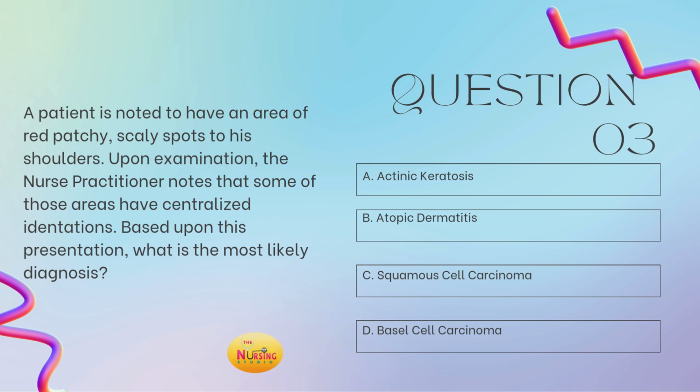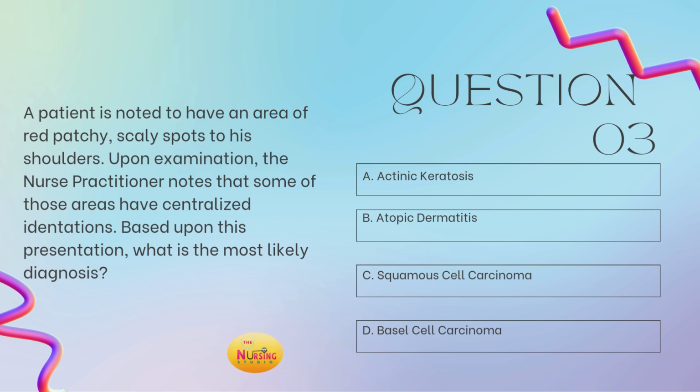All right, so the stem of the question states, based upon this presentation, what is the most likely diagnosis? If the stem of the question is asking for a diagnosis, you know what I tell you. You've got to run it back and look and see what the assessment findings are. How are they presenting? What are they complaining of? What is noted on the exam, right?